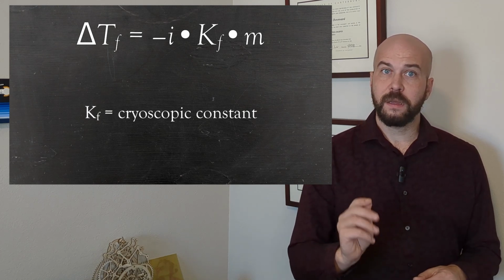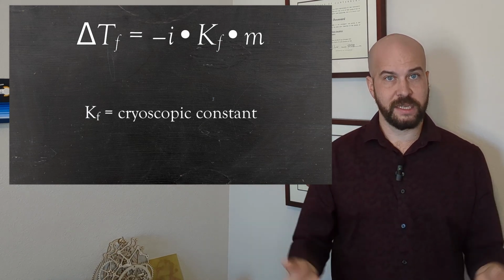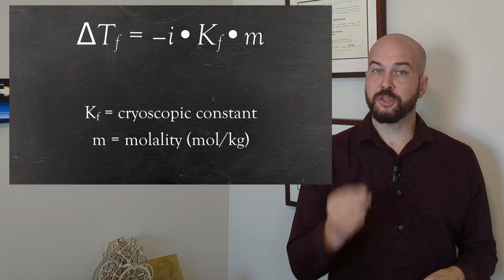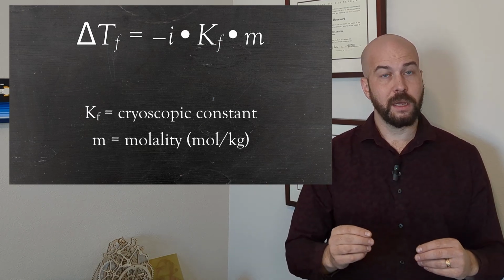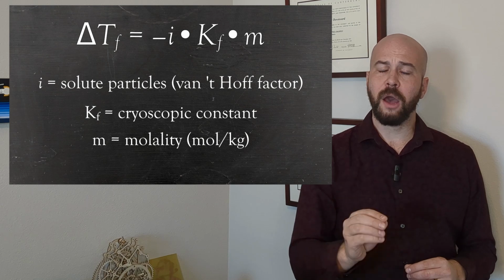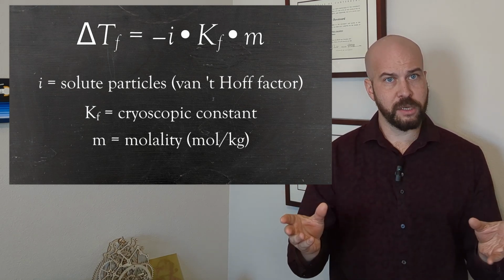The Kf, that is a constant that depends on what the solvent is. The m is the molality, that is moles per kilogram, of the material that has been dissolved, and the i, that is to do with how many particles the dissolved material breaks up into.